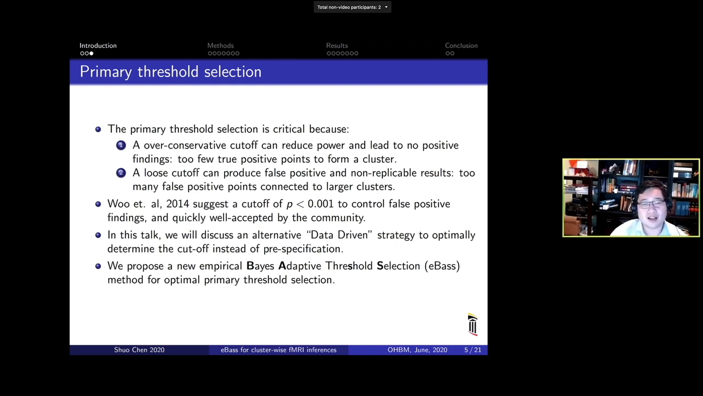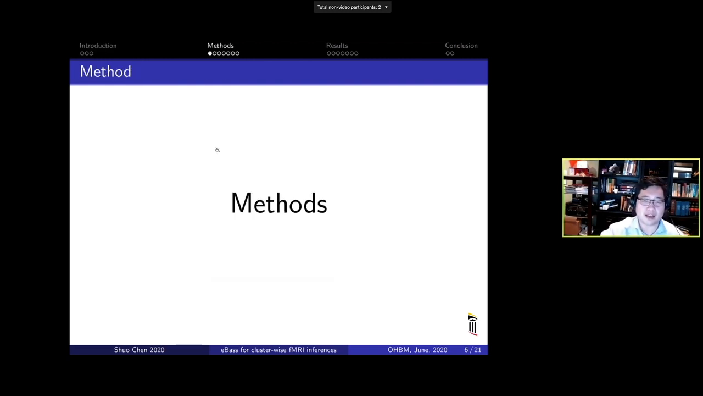In this study, we just consider that different studies could have different effect sizes, different sample sizes, different noise levels, and a lot of different settings from one study to another. We hope we can make the primary threshold cutoff more adaptive than a predetermined level, so more data-driven. And we propose empirical-based adaptive threshold selection. We call it EBAS, for optimal primary threshold selection.